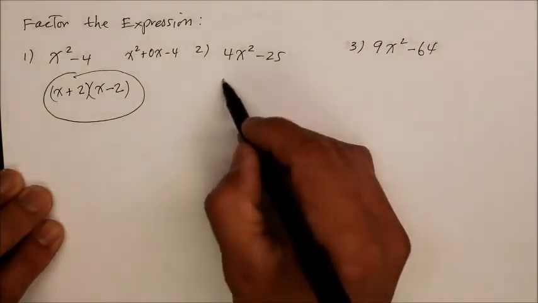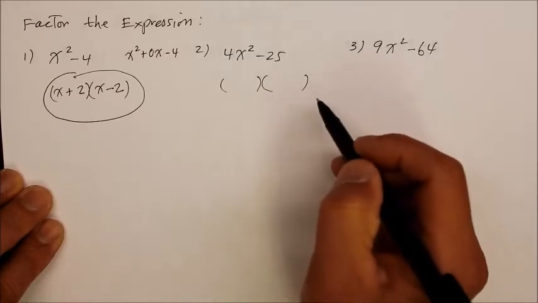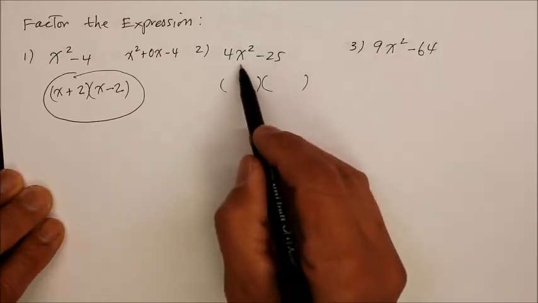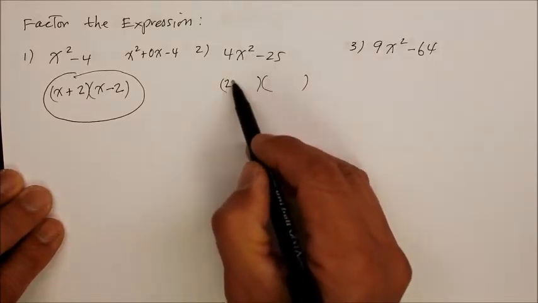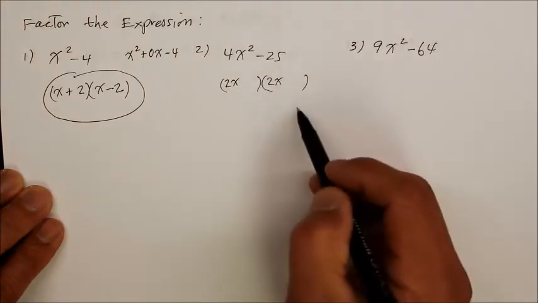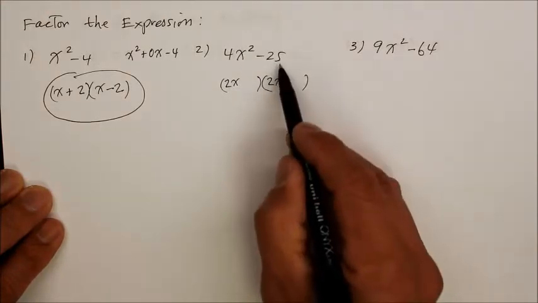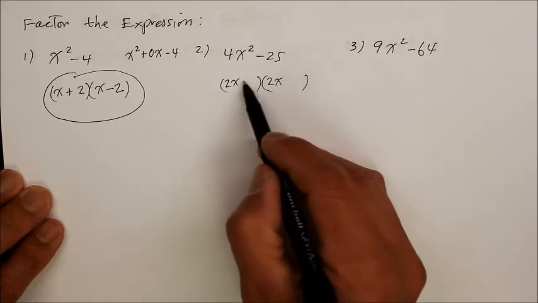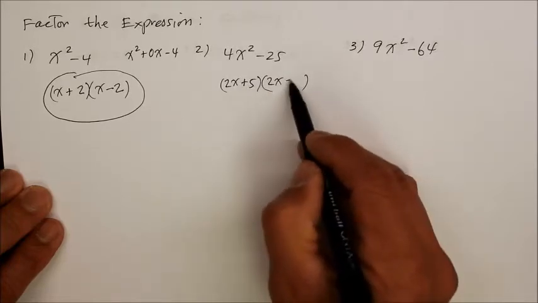All right. So already you probably caught a pattern. What times what is 4x squared? You said 2x and 2x. And what times what is 25? You say plus 5 and minus 5.